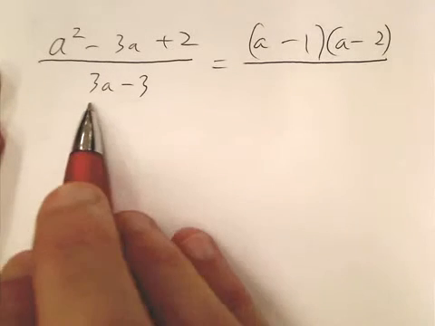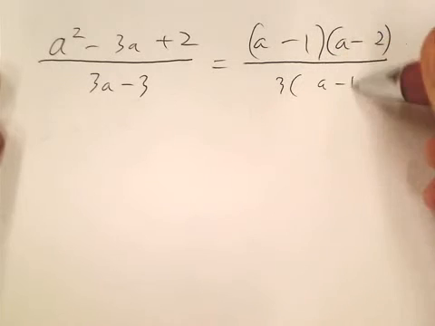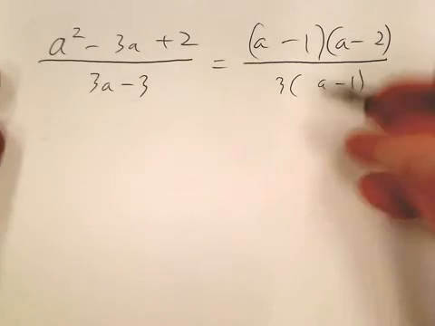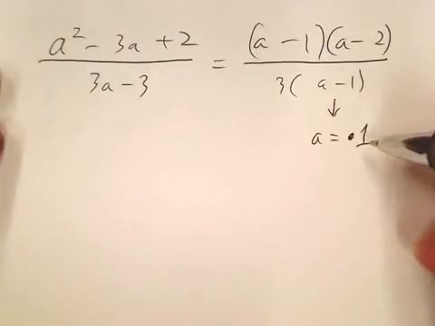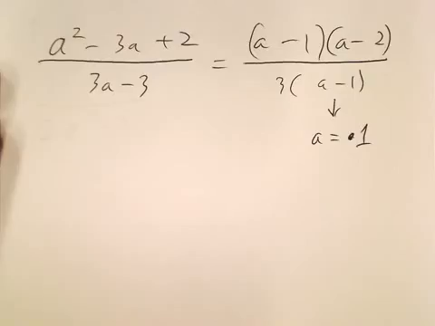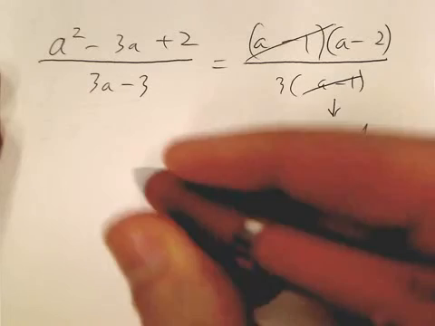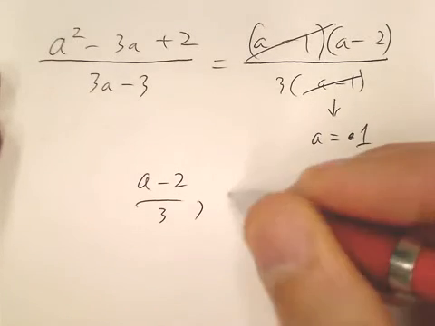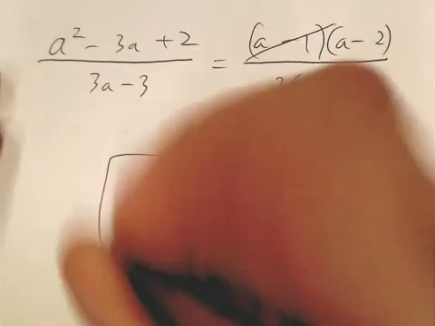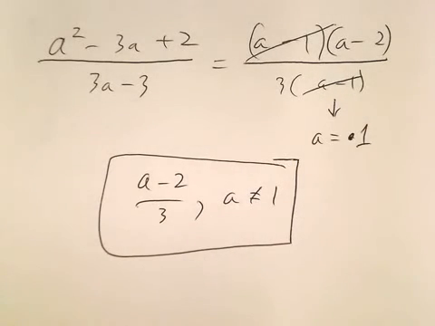In the denominator, factor out a 3. So my excluded value is, a can't be 1, positive 1. Cancel out the common factor. You get a minus 2 over 3. And a cannot be 1. Okay, so that is the simplified version of that first expression. Same 4 steps.